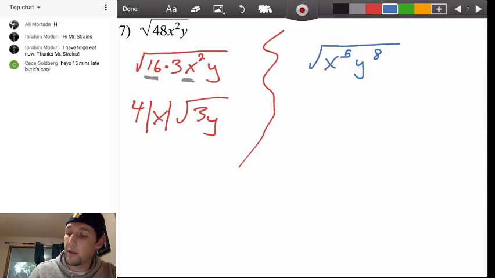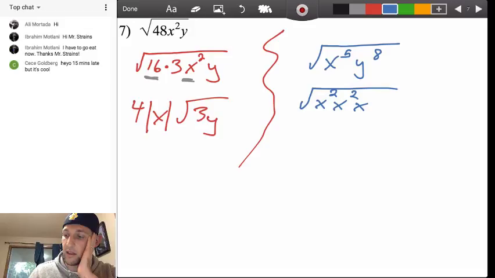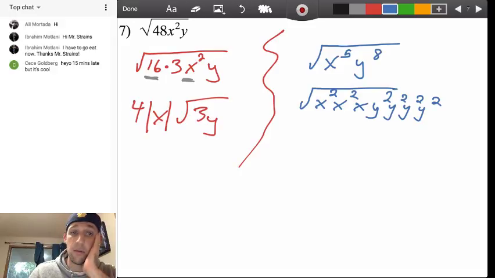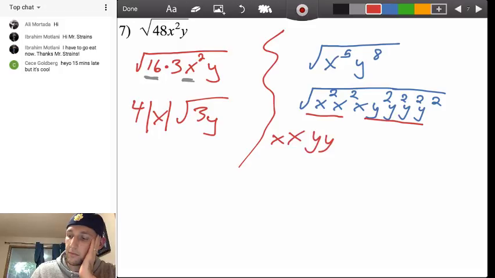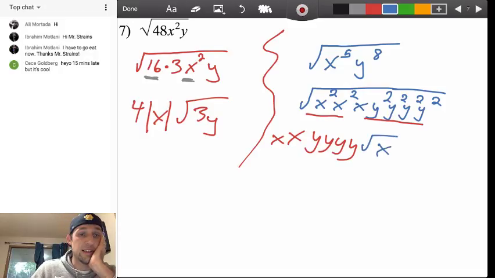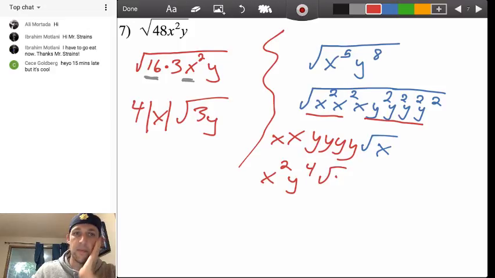Basically, the longhand way of doing this would be to write as many x squareds as possible. X squared, x squared, and x. That's my 5 x's. And then for the y's, 2, 4, 6, 8. Basically, what you know is anytime you write a squared, it's a perfect square. Anywhere you see those squares, those are all the ones that get to come outside of the root. Anything that doesn't have a square, like that little lonely x, has to stay inside the square root. Multiply things together, and we get x squared, y to the 4th, square root of x.